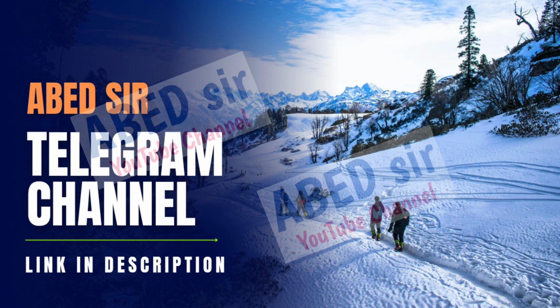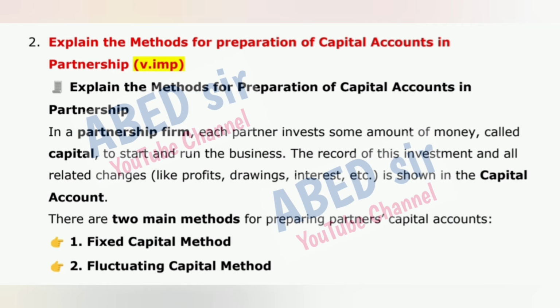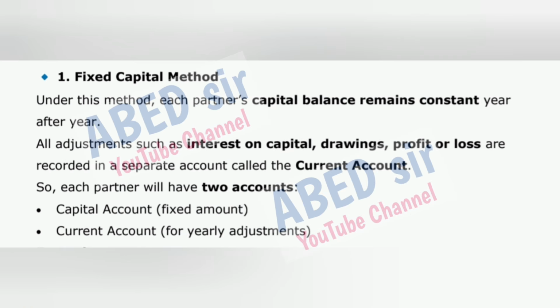Next important long question is: explain the methods for preparation of capital accounts in partnership. In a partnership firm, each partner invests some amount of money, called capital, to start and run the business. The record of this investment and all related changes, like profits, drawings, interest, etc., is shown in the capital account. There are two main methods for preparing partners' capital accounts. 1. Fixed capital method. 2. Fluctuating capital method.